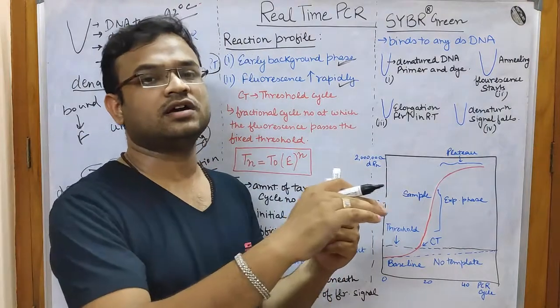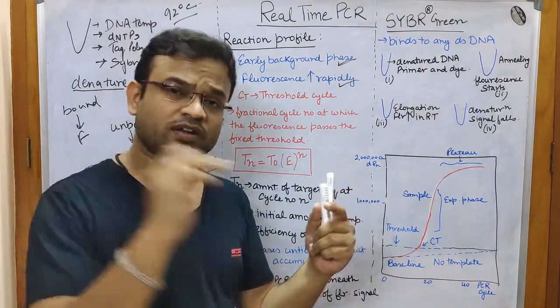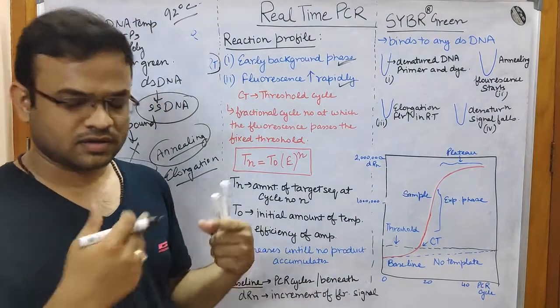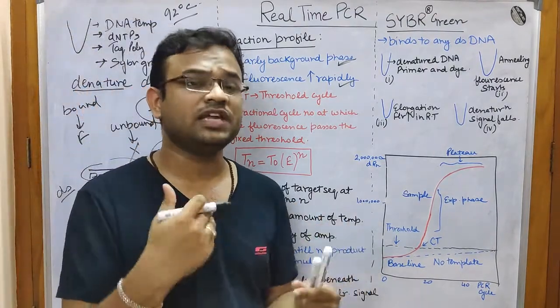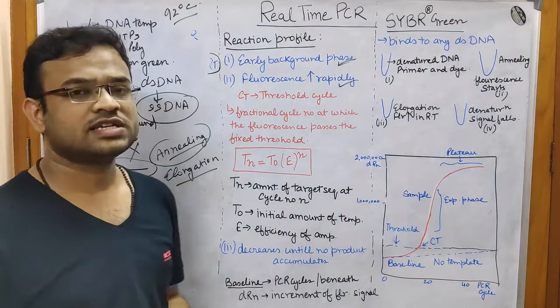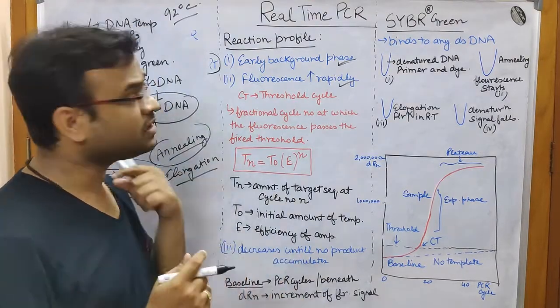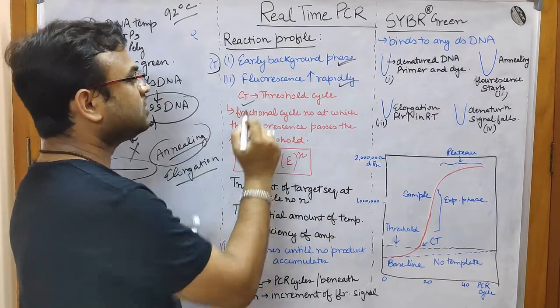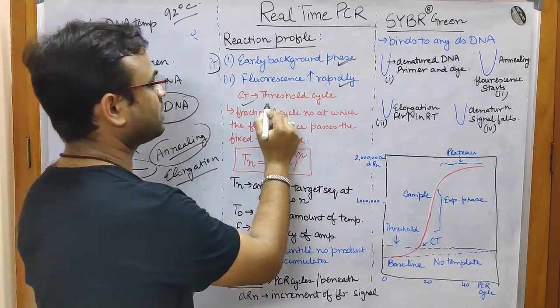The Taq polymerase is working. It is forming the other double stranded DNA. The products are being formed. That is why the fluorescence increases. Okay, this would have been clear now. Now there is one more concept about CT or threshold cycle.